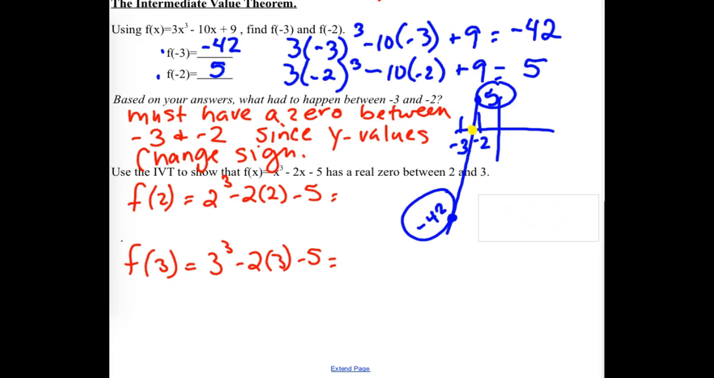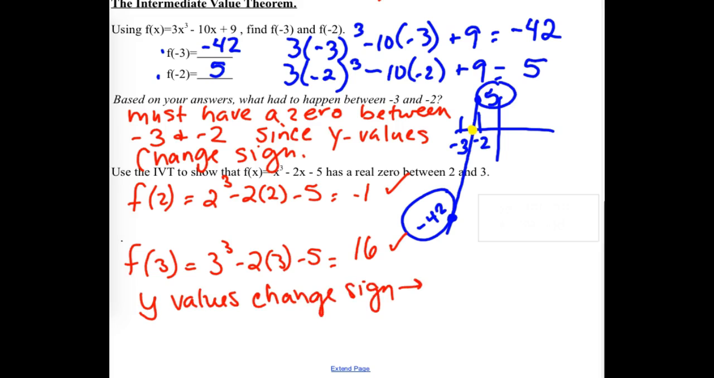All right, 2 cubed is 8. We have 8 minus 4, that's 4. 4 minus 5 would be negative 1. 3 cubed is 27. We're subtracting 6, so we're at 21. We're subtracting 5. We're at 16. So again, we are going between a negative value and a positive value. So y values change sign, which tells me we must have a 0 between 2 and 3.